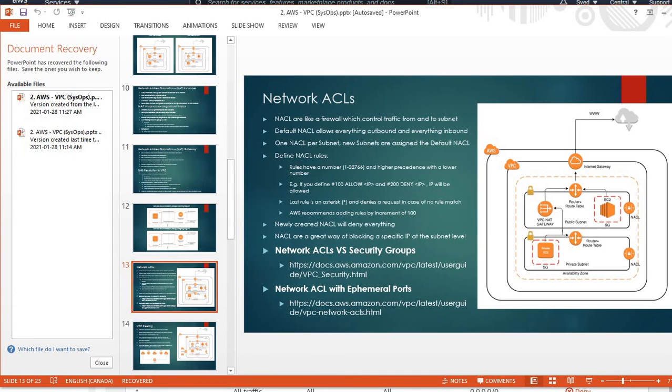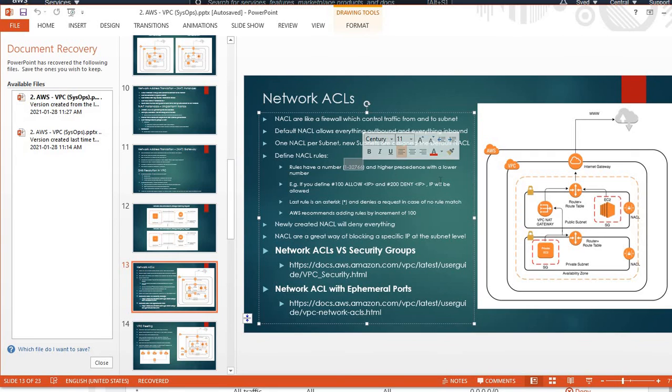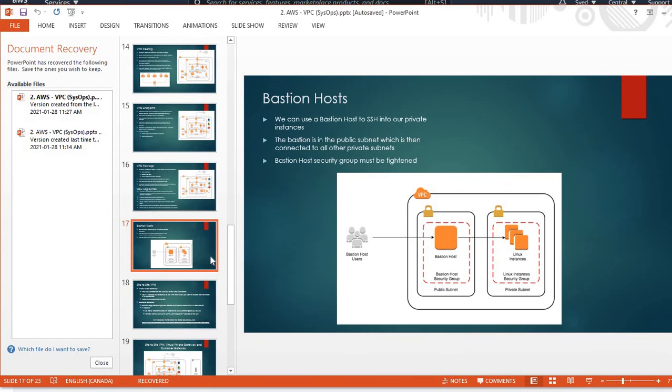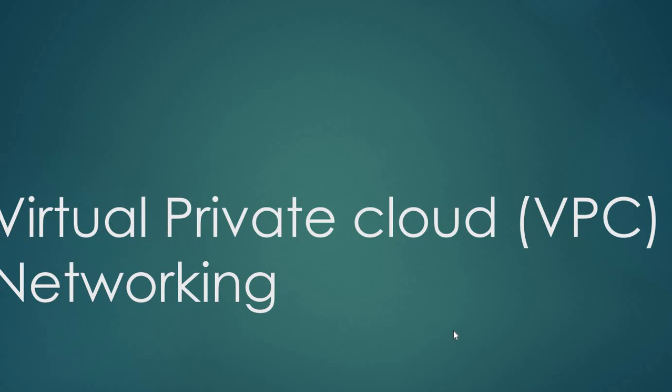Rule numbers here can go from 1 to 32,766 and higher. Precedence goes to the lower number. So the lower number has more precedence than the higher number, right? And now let's talk about the bastion host. What is a bastion host, right?